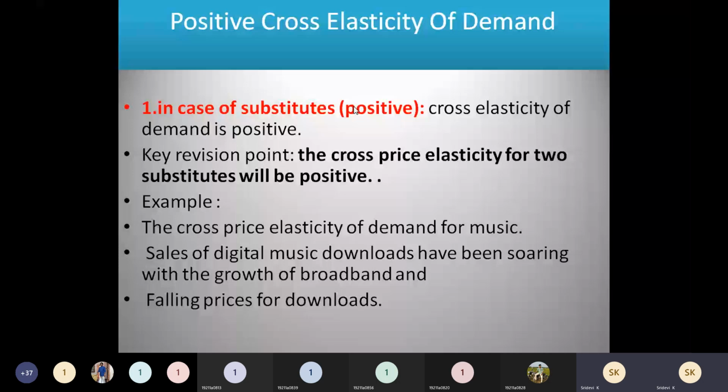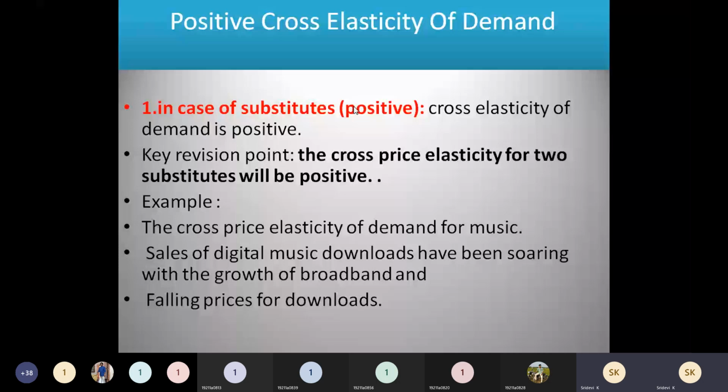We can take any example. Here I have taken digital music and compared it with CDs. If free-of-cost digital music is available, what happens? The sales of CDs are reduced. Completely it has vanished at present; at the beginning it had fallen down. So the same thing you can show as a positive cross elasticity example.